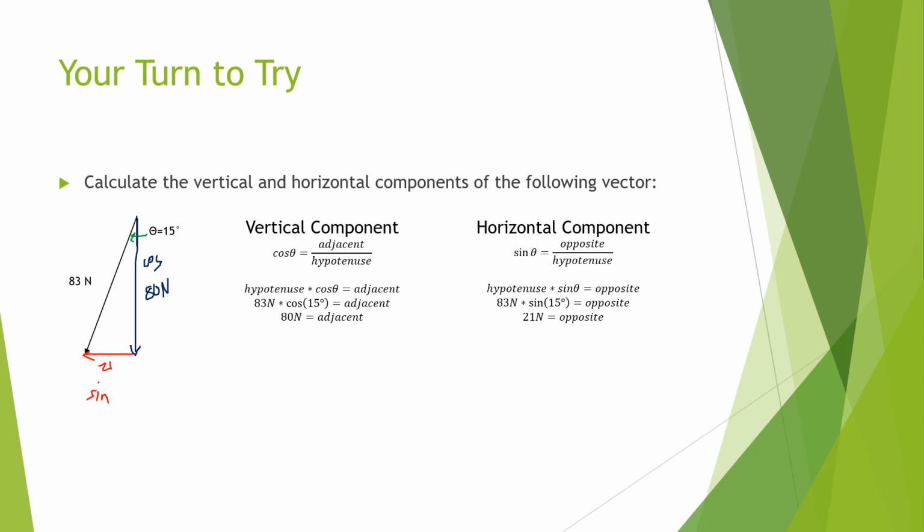We do our sense check. Because my angle is 15, it's pretty far from 45, so one length is going to have to be much longer than the other. And I see that with a vertical component of 80 and a horizontal component of 21. So this does make sense.